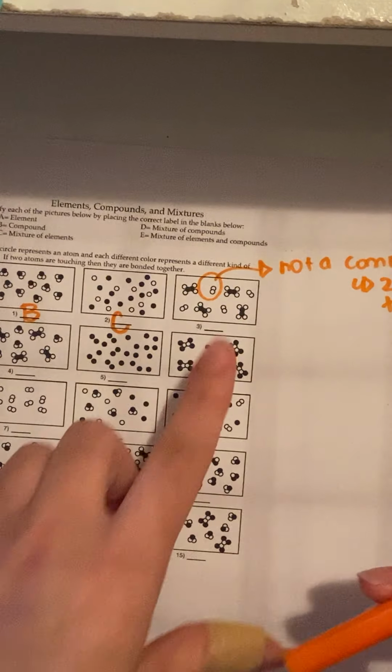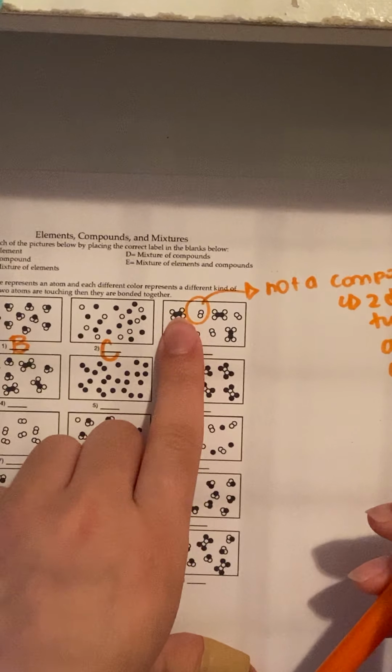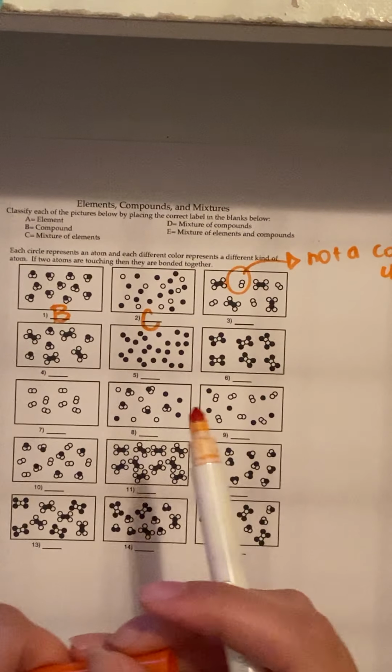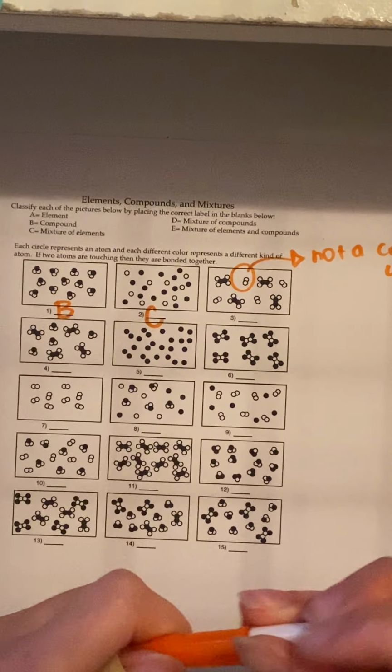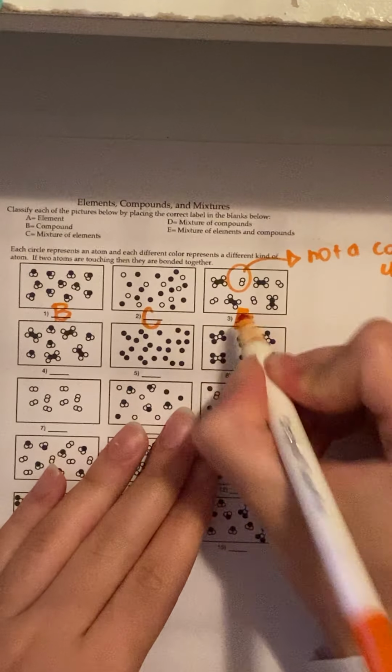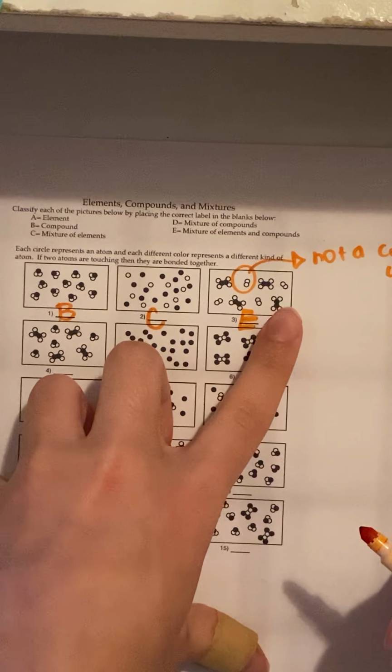So it's not a compound, but you do see that there's a compound here. So you have black and white, right? So I'm going to say that this is a mixture of elements and compounds, okay? So that's going to be E. So that's a mixture of elements and compounds.